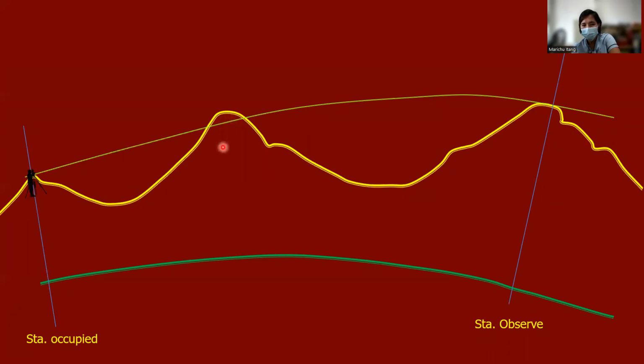So yung ating goal is to determine the height of the line of sight at obstruction. This is the obstruction. Ano yung height at mismong obstruction? So that is our goal in intervisibility of station, para we can compute na how high is the tower that we are going to establish along this station?